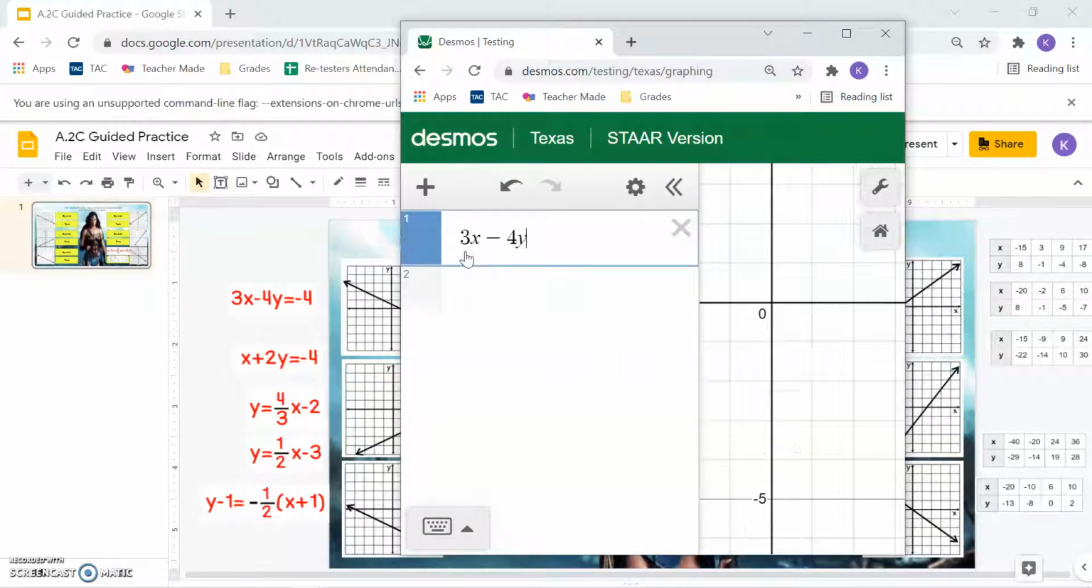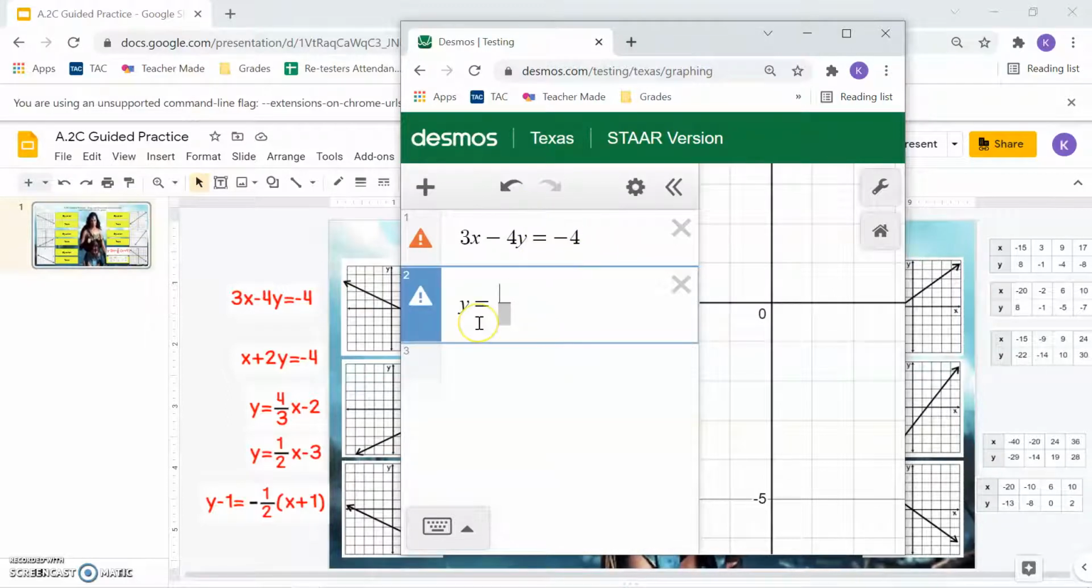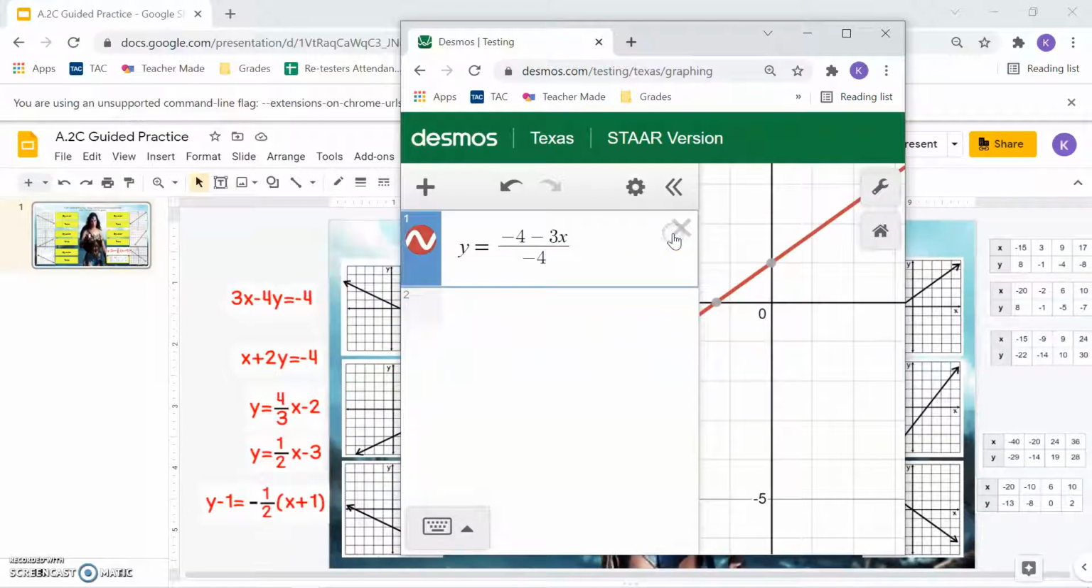3x minus 4y equals negative 4. It's going to give you an exclamation mark saying that, you know what, you need to do something to the equation. So from here, because the x and the y are on the left side, I'm going to type in y equals divide. So I'm going to get this number over here, which is a negative 4. Opposite of positive 3x minus 3x, and you divide by the number in front of the y, which is a negative 4. After you see your graph here, you can cancel the top one because you don't need it anymore.